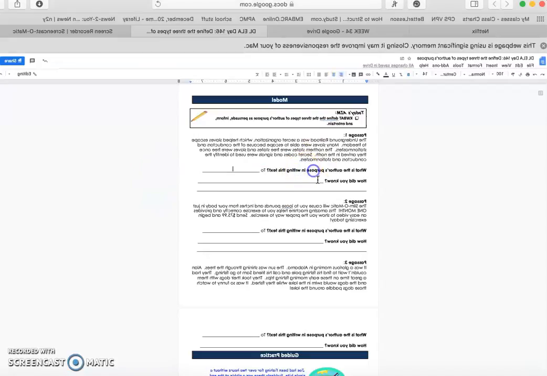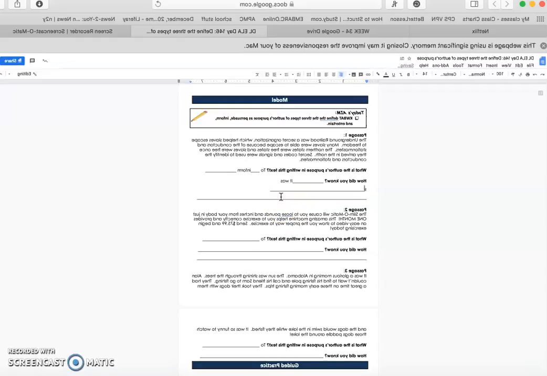Well, I know that the purpose was to inform. It was a really serious subject, so that's how I know it was serious and had several facts. That's how I know that this was to inform.